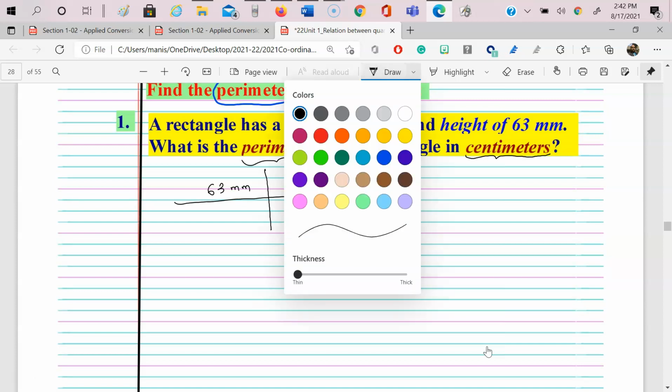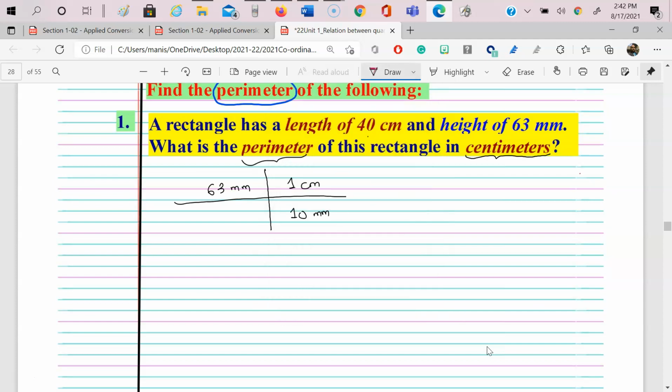After this, it is the same approach. I will cancel millimeter with millimeter over here, and my next step is 63 times 1 centimeter over 10. When I solve this, my answer is 6.3 centimeters. So what it means is that 63 millimeters is equal to 6.3 centimeters. And this is our height in this question.